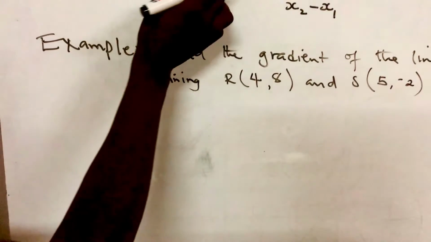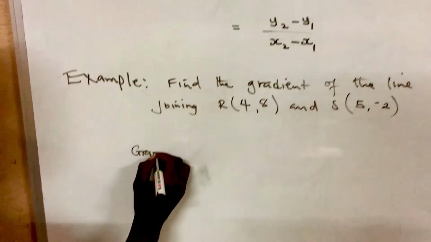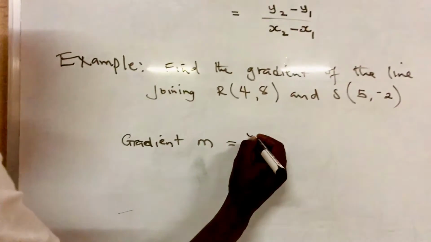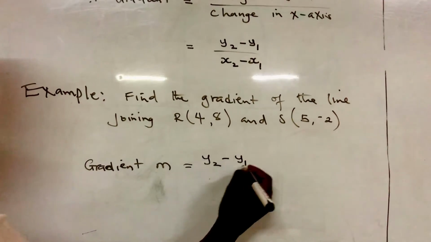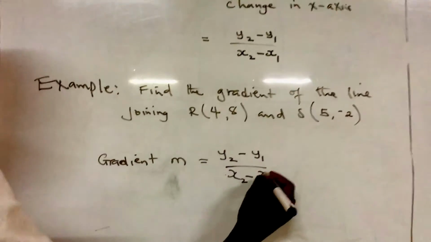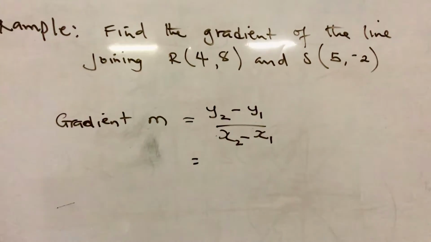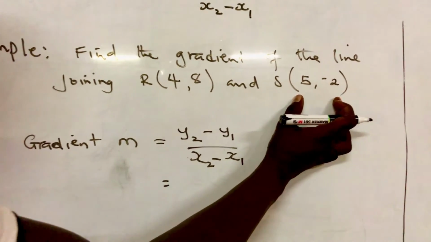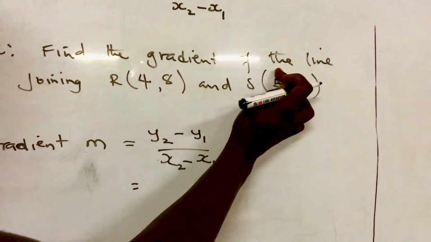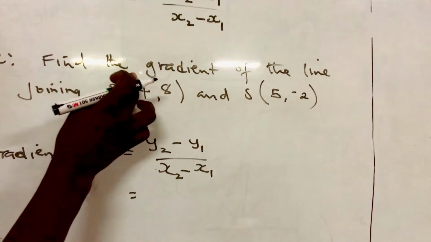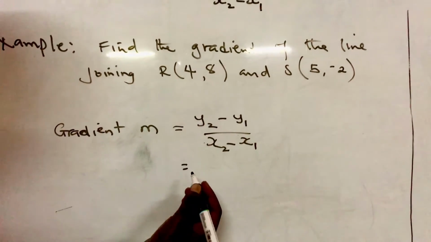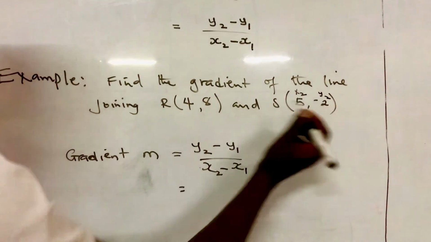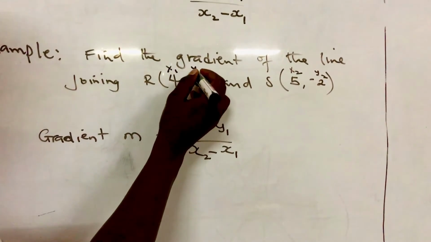So we shall say, using this same formula, gradient, which is in most cases given the letter M, should be equal to y2 minus y1 over x2 minus x1. So for this case, the point S takes x2 and y2, and the point R takes x1 and y1. So this will be our x2 and this will be our y2. This will be our x1 and our y1.